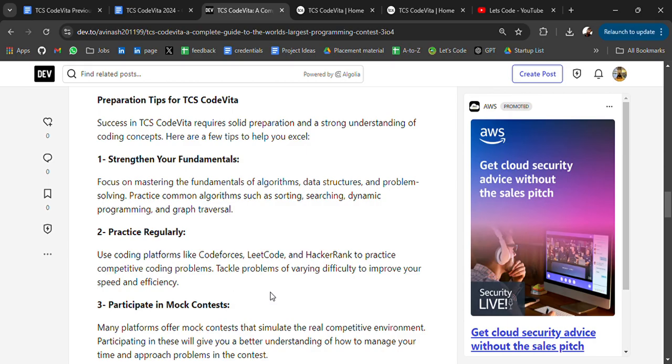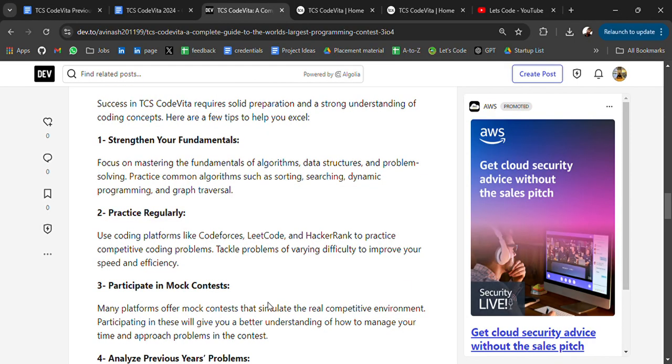Second, you have to practice regularly, because the logic or the way of thinking for these questions can only be developed when you practice regularly. So use platforms like CodeForces, LeetCode, and HackerRank. You must continue practicing with them.